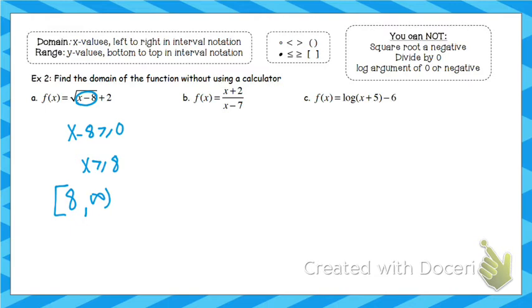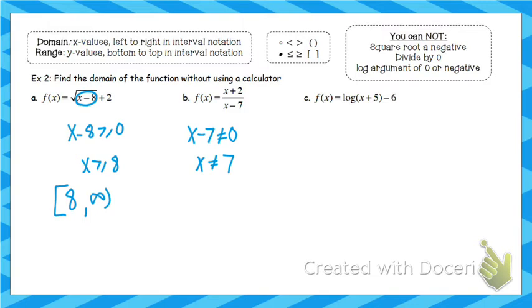The other thing algebraically we cannot do, we cannot divide by 0. So if we cannot divide by 0, that means whatever is on the bottom cannot equal 0, which means that x is not equal to 7. So if x does not equal 7, x can equal everything but 7.